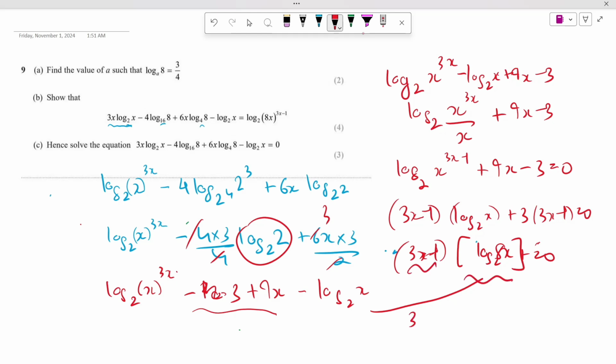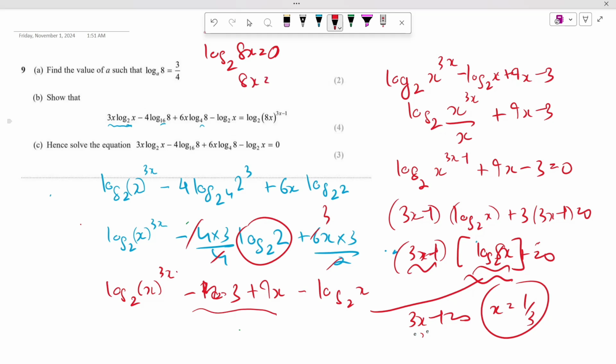If 3x minus 1 is equals to 0, then x is nothing but 1 by 3, or if this is equals to 0, then log 2 8x is equals to 0, that means 8x is equals to 2 to the power 0, that is 1, or x is equals to 1 upon 8. So we get two values for x, that is 1 upon 3 and 1 upon 8.